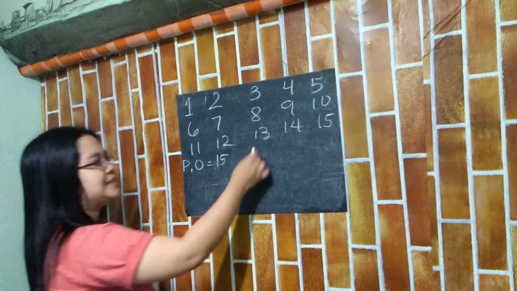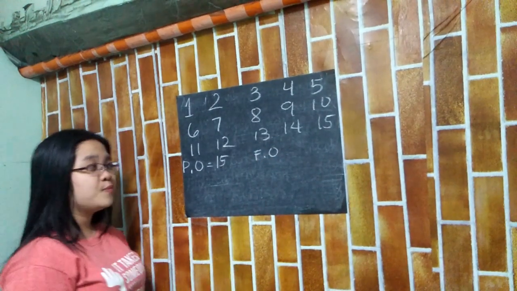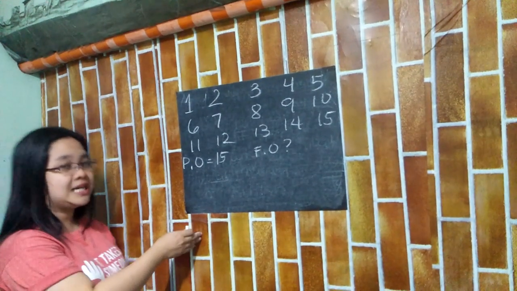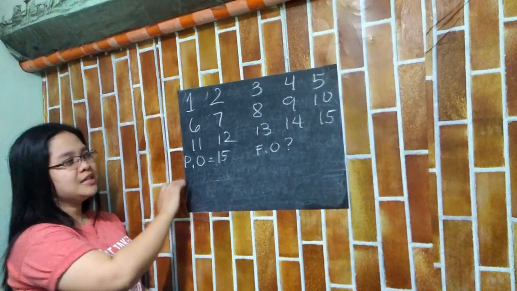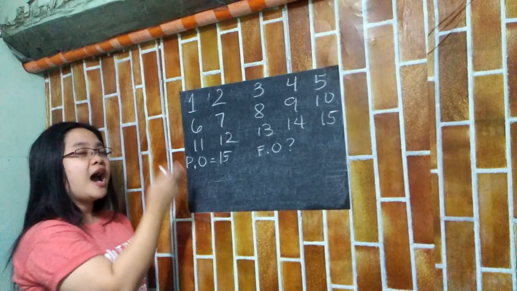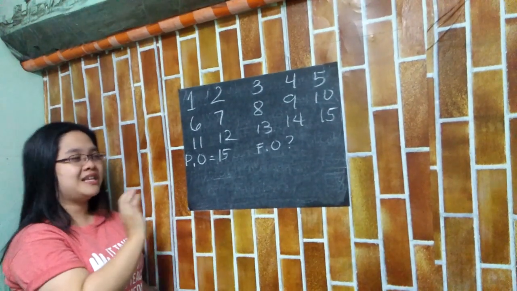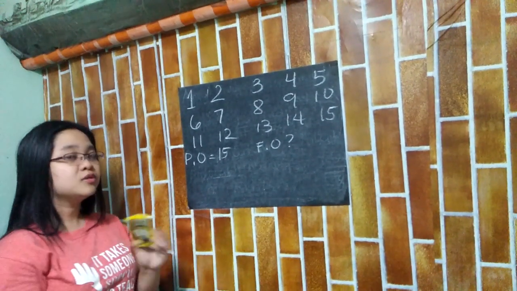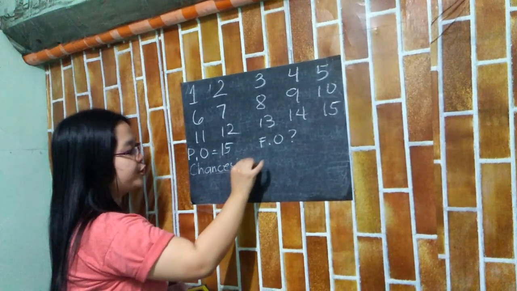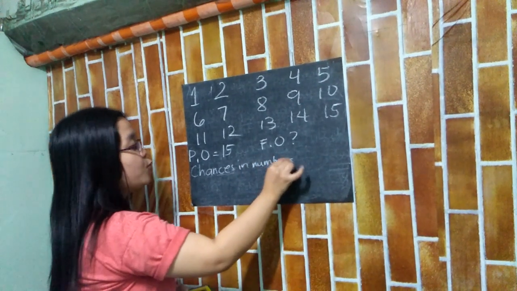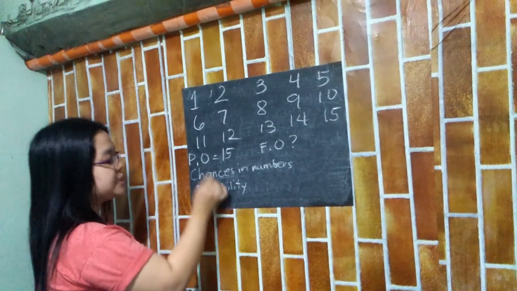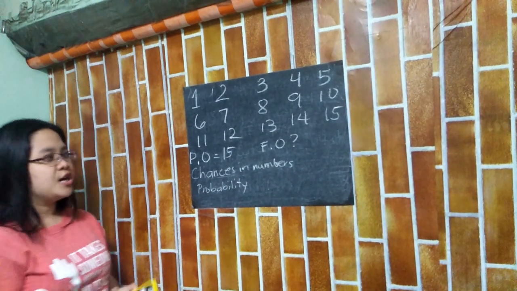Now, let's find out the different favorable outcomes based on the event that we are going to study now. In this one, we will figure out what the chances in numbers could be and how we can write that in probability as well. Take note, we are going to do two things: what could be the chances in numbers and what could be its probability. Take note, from our aim, there's a link between the two.